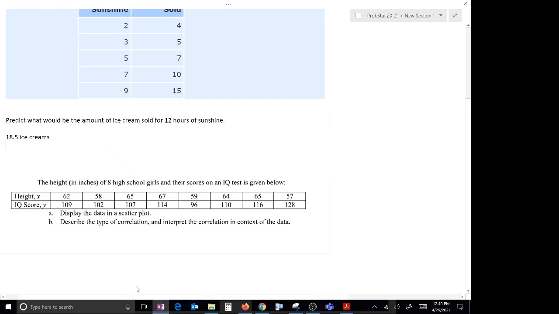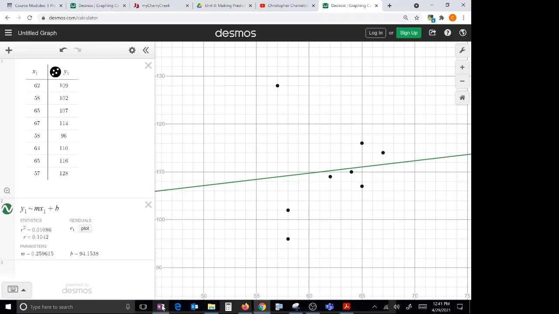So we got our data and our scatter plot. So if I was describing this type of correlation, I would say there is no correlation between height and IQ.